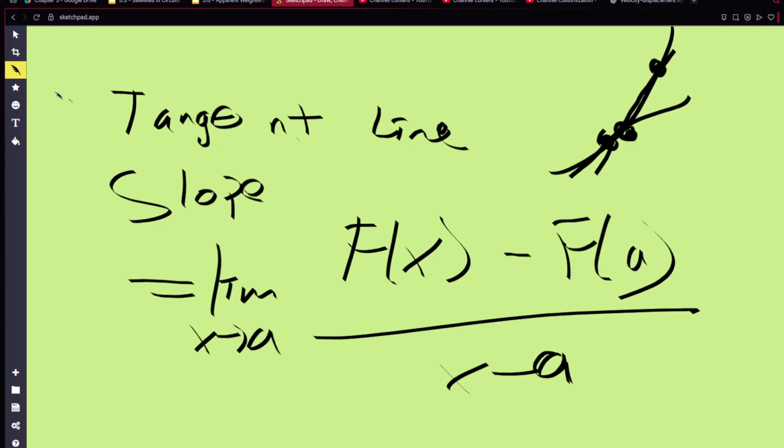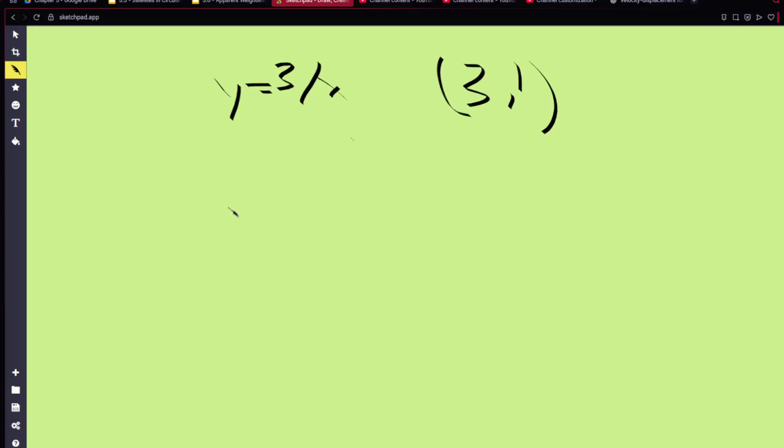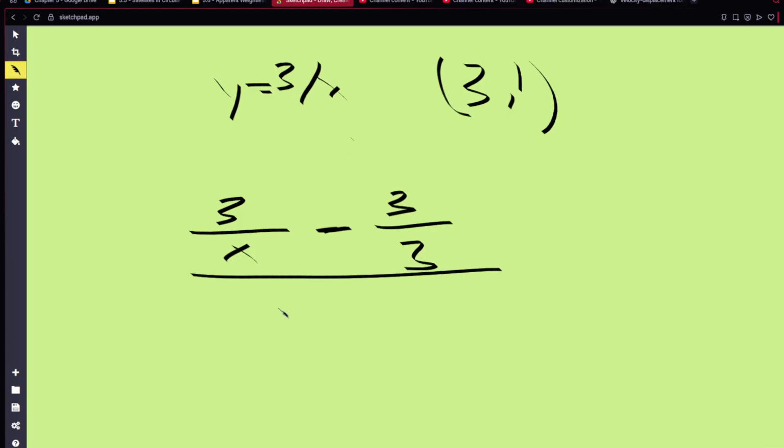That's pretty cool. Now let's move on to example number 2, which is find the equation of the tangent line to the hyperbola y equals 3 over x. So it's another function, at the point (3, 1). There's many ways you could go about this, but I'm just going to use the definition again. So it's going to be f of x, which is just 3 over x, minus f of a, which is just 3 over 3, because you're just plugging 3 into here, over h.